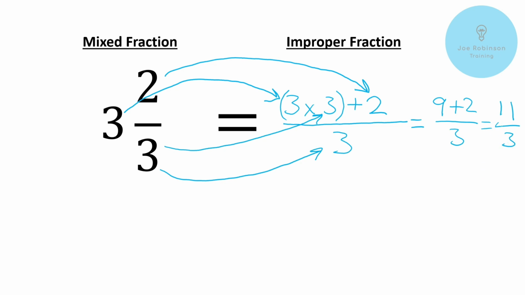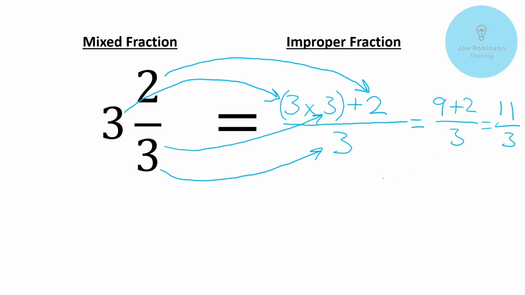So we've got 11 thirds. Can you see what we've done there? We've got each whole one broken up into thirds, so in each one of those there are 3 thirds. So we've got 3 lots of 3/3, which gives us this 9 over here, and then we're adding on this 2 here. So we've got 3 times 3 plus 2, which gives us 9 plus 2, which gives us 11 over 3.